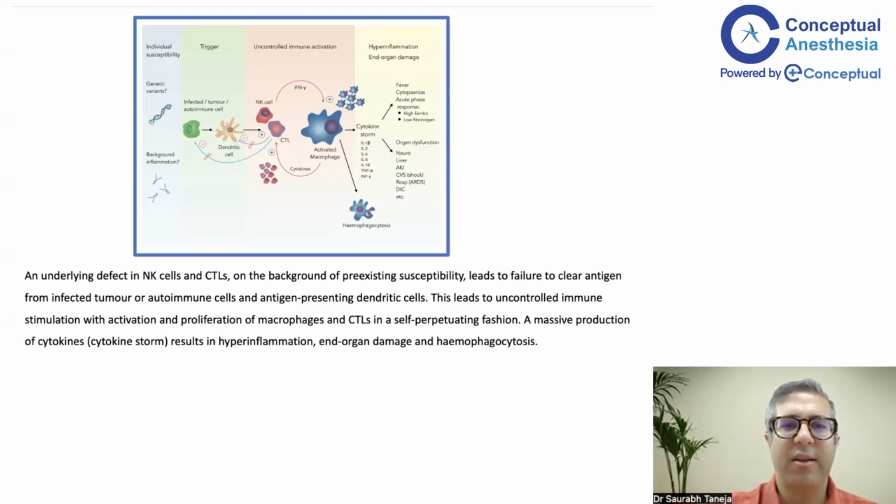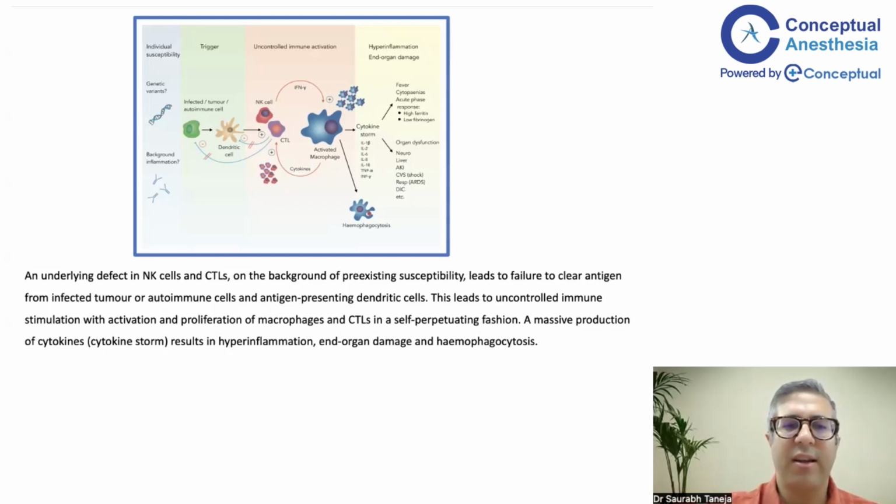So when they trigger, there is an uncontrolled immune activation. Usually the immune activation is controlled, but here what happens? There is uncontrolled immune activation, and there's a self-perpetuating cycle. As you can see, there's a circular motion in the red box. So there's a self-perpetuating cycle, and this leads to hyperinflammation and organ damage.